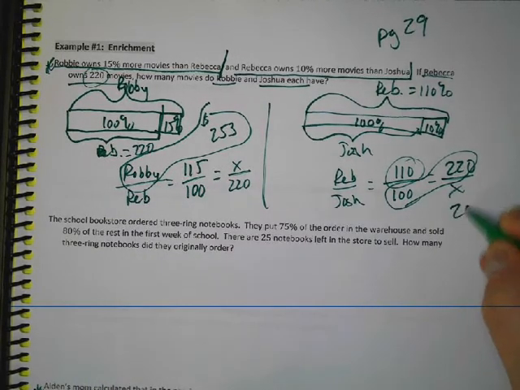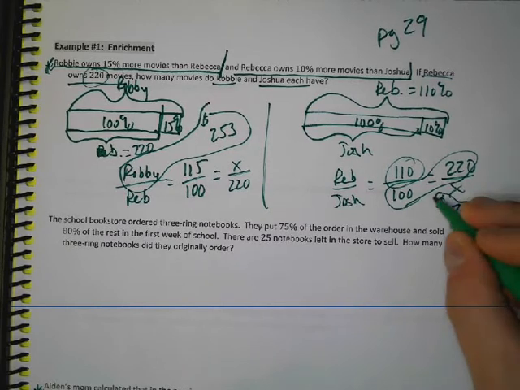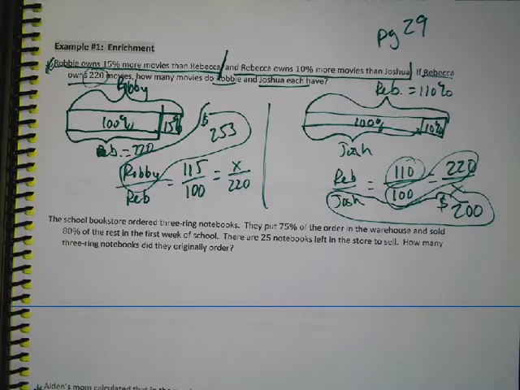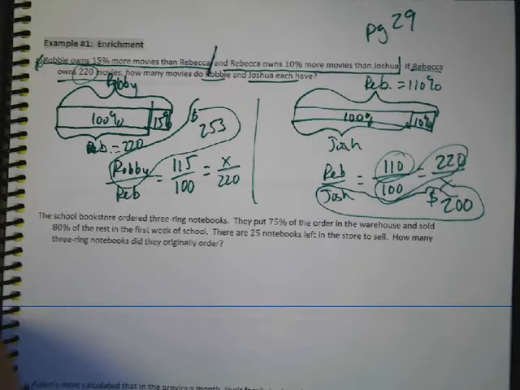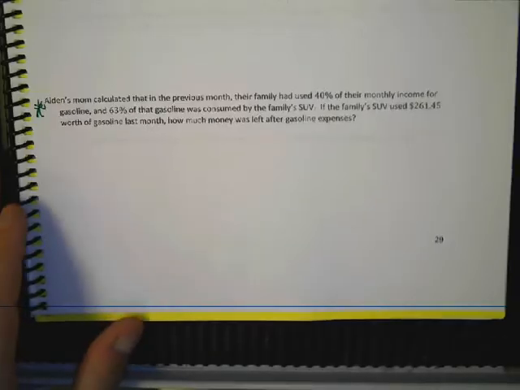So in these multi-step, multi-layered percent problems, you really have to look at it as two separate problems. A lot of work there. I'm going to skip the middle one and go down to this one about Aiden's mom. And this problem is fairly involved.